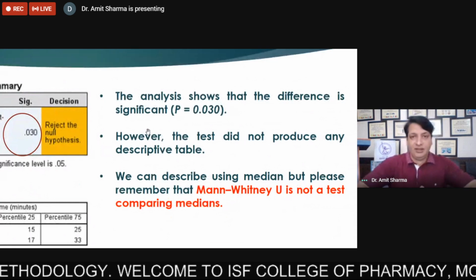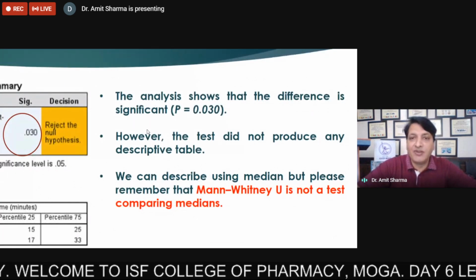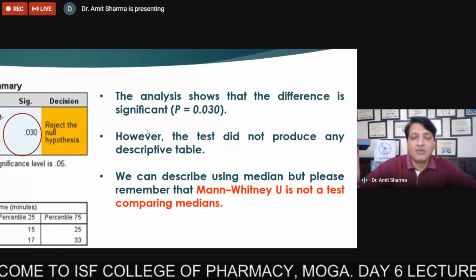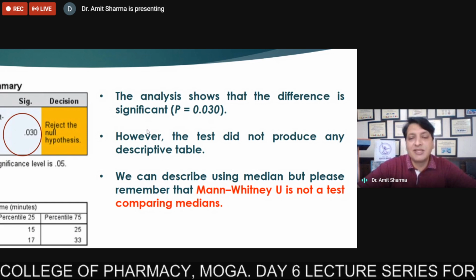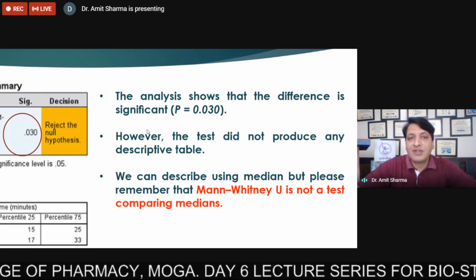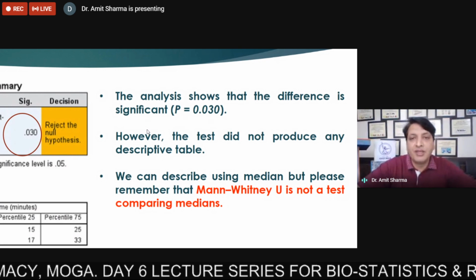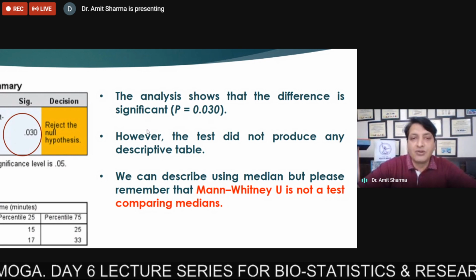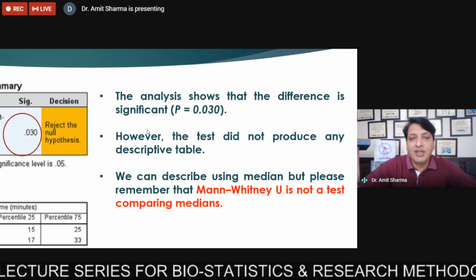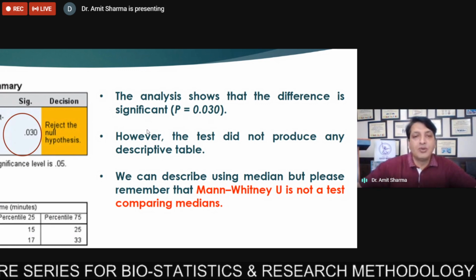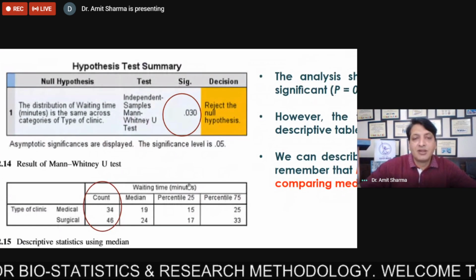You can write, the analysis shows that the difference is significant. Here you don't have to discuss which group and which group. Directly you can write, the analysis shows that the difference is significant. In the bracket you can write that the p-value was found to be 0.030. However, the test did not produce any descriptive table, as I told you that this table you are going to get by using different commands.